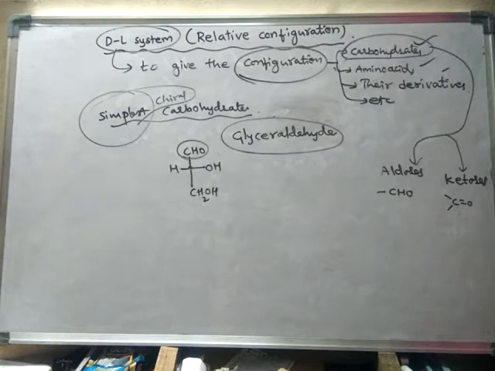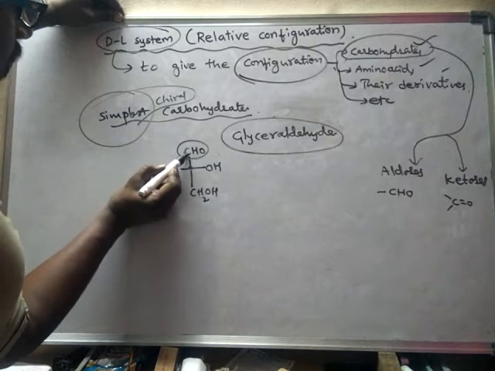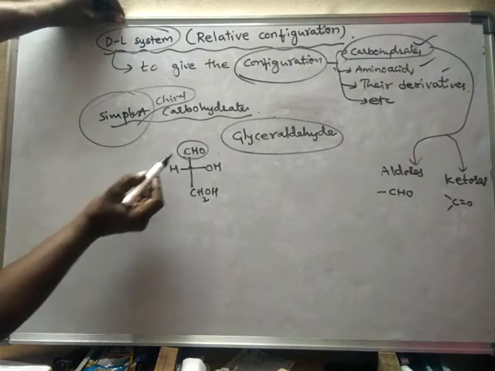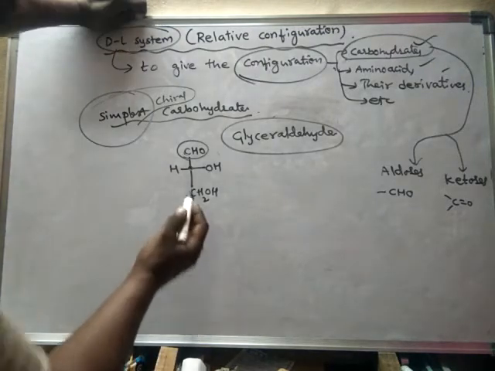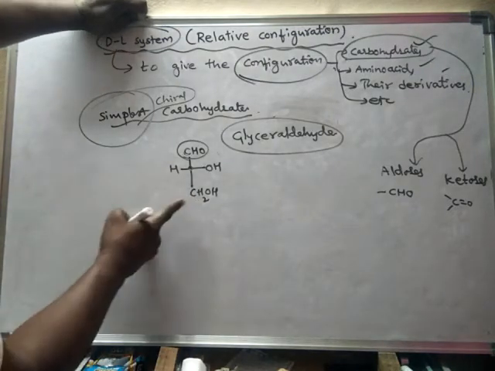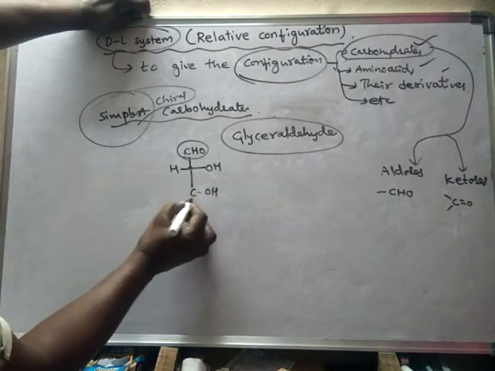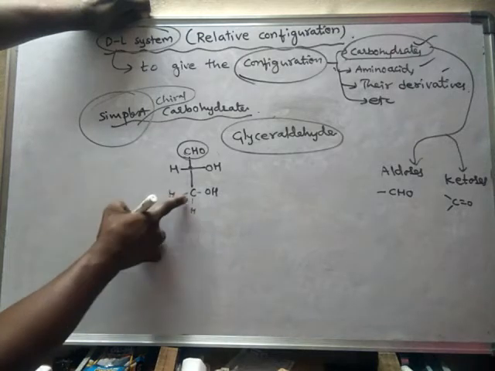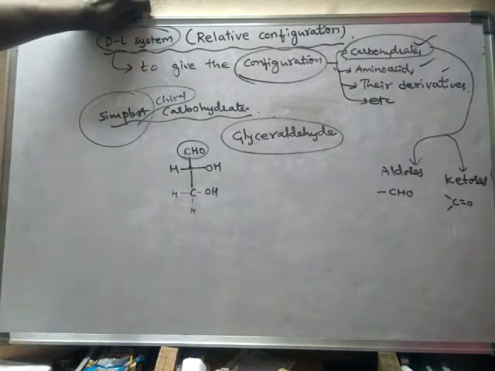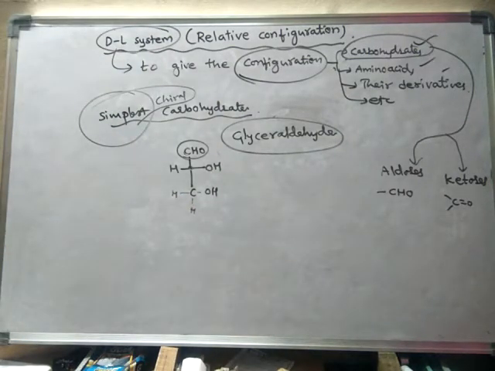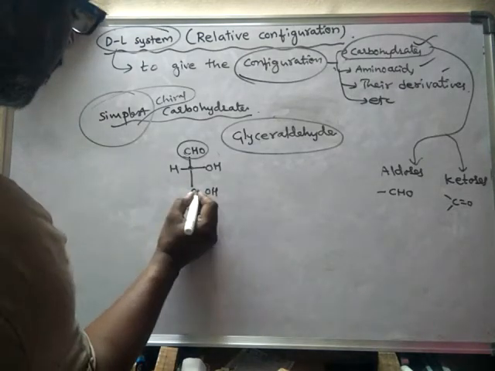This is the CHO group. From the CHO group we have to see how many chiral centers there are, but in this particular molecule there is only one chiral center. This carbon is not chiral because two similar hydrogens are attached to it. These two hydrogens are similar, hence we cannot consider this carbon a chiral center. So there is only one chiral center.